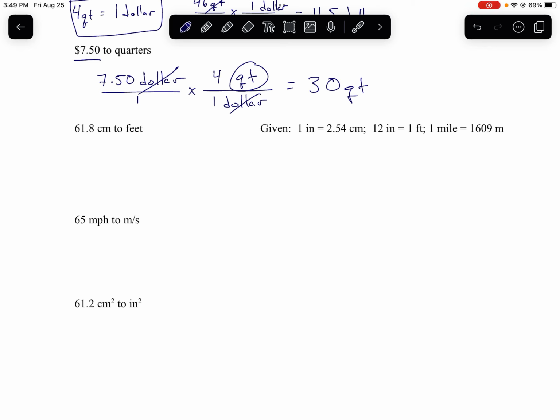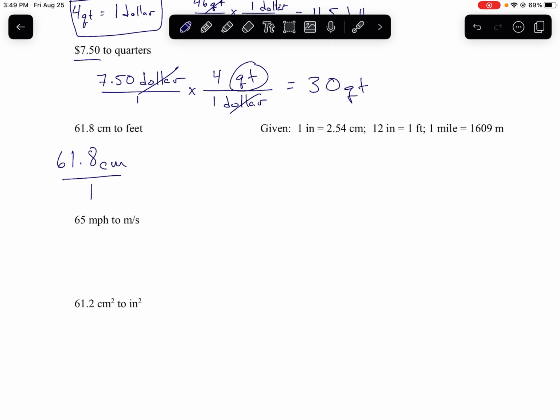We're starting off with 61.8 centimeters. I'm trying to get these converted into feet. Centimeters is the metric system. Feet is the imperial system. So we have to do a conversion between those. I'm always going to start off with what I'm given. So 61.8 centimeters. I'm making a fraction, putting it over 1.